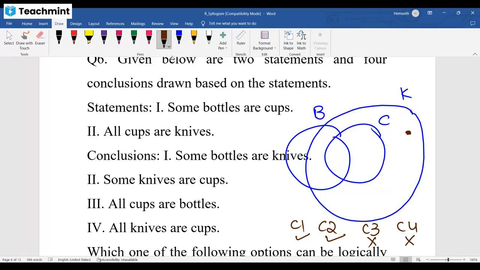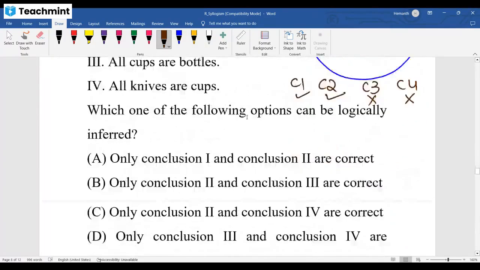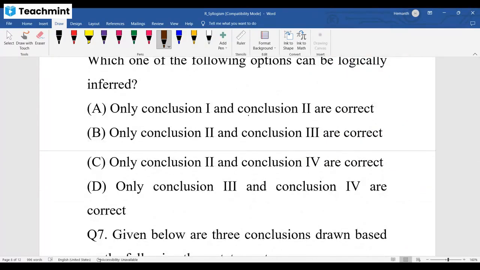So third one false, fourth one false. Which options are you able to eliminate? I am able to eliminate B, C, D options. So the answer is A. I'm not giving the answer as A because 1 and 2 are correct, not because of that.